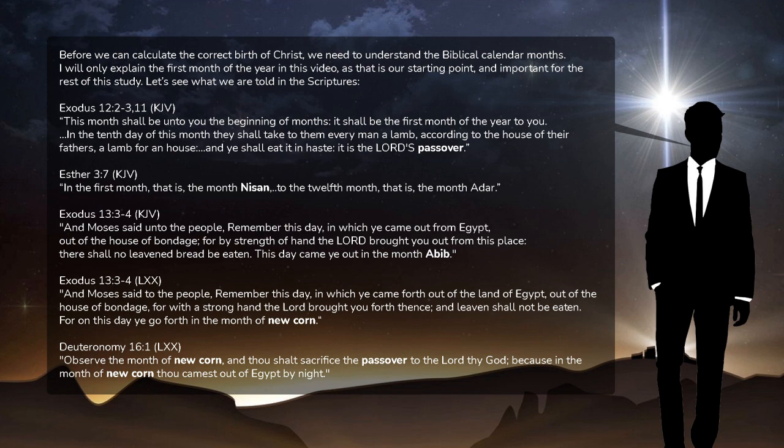In the Septuagint we read in Exodus chapter 13 verse 3 to 4. And Moses said to the people, Remember this day, in which ye came forth out of the land of Egypt, out of the house of bondage, for with a strong hand the Lord brought you forth thence, and leaven shall not be eaten. For on this day ye go forth in the month of new corn.